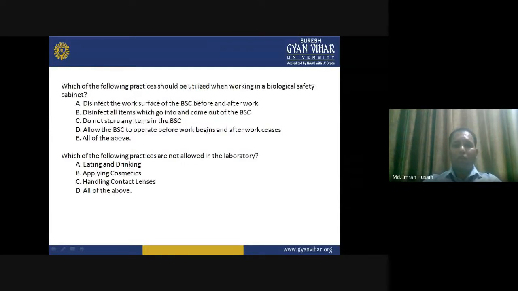Which of the following practices should be utilized when working in a biological safety cabinet? Disinfect the work surface of the BSC before and after work. Disinfect all items which go into and come out of the BSC. Do not store any item in the BSC. Allow the BSC to operate before work begins and after work closes, or all the above. Which of the following practices are not allowed in the laboratory? Eating and drinking, applying cosmetics, handling contact lenses, or all the above?